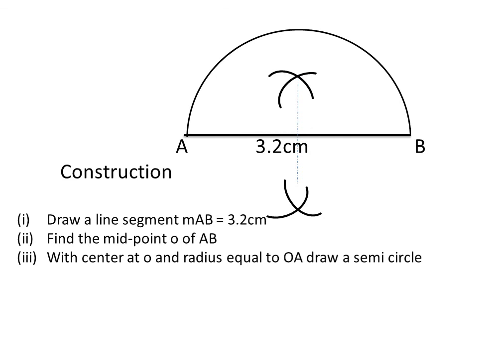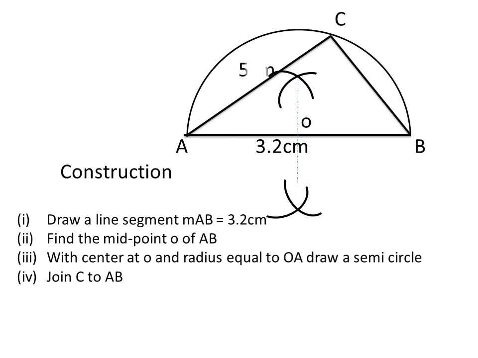Now take a scale and keep it at point A. You have to draw a line of 5 cm from point A to the semicircle. In this way, join point C to point B. And you can see that ABC is the required triangle.